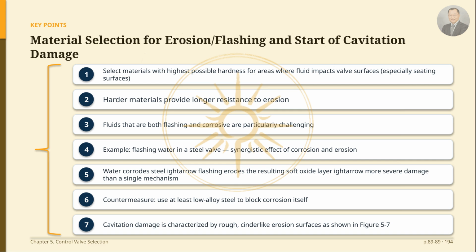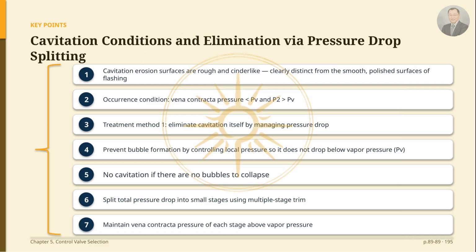Meanwhile, cavitation damage is characterized by an eroded surface that is rough and looks like cinder, as shown in Figure 5.7. The eroded surface from cavitation is rough and cinder-like, which is distinctly different from the smooth, polished appearance caused by the erosion of flashing. As discussed previously, cavitation occurs when the vena contracta pressure is less than PV, while the outlet pressure P2 is greater than PV. Cavitation can be managed in several ways.